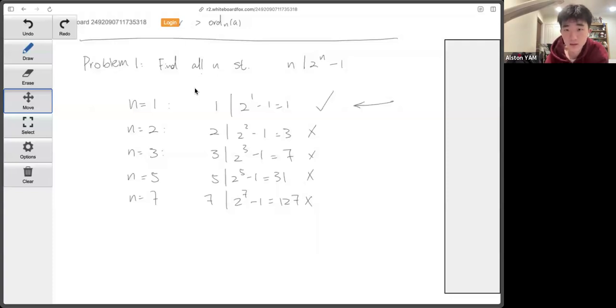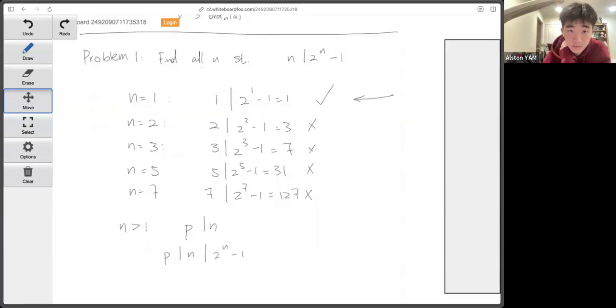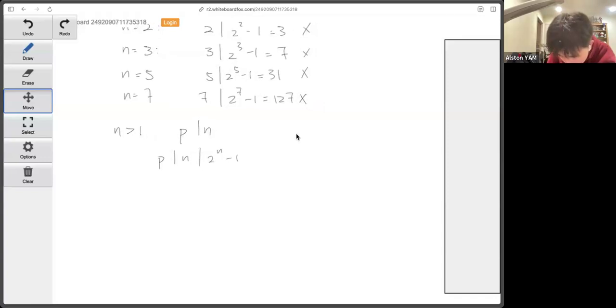So what I'm going to do is assume n is larger than 1, and then we'll prove that there's no solutions. So if n is larger than 1, we must have a prime divisor p that divides n, right? It doesn't matter what n is, every n will have at least one prime divisor. So then we know p divides n, but n also divides 2 to the n minus 1, right? So now we can write 2 to the n minus 1 is congruent to 0 under mod p.